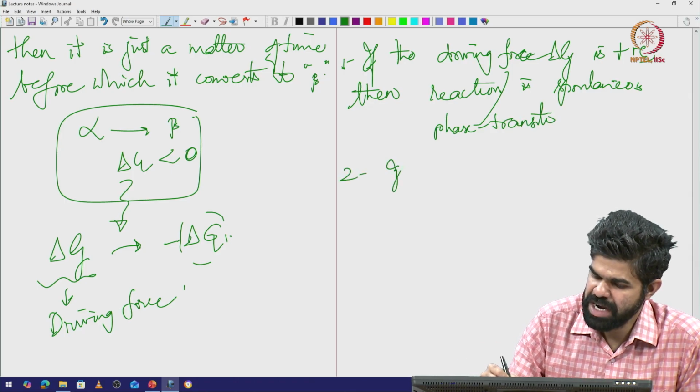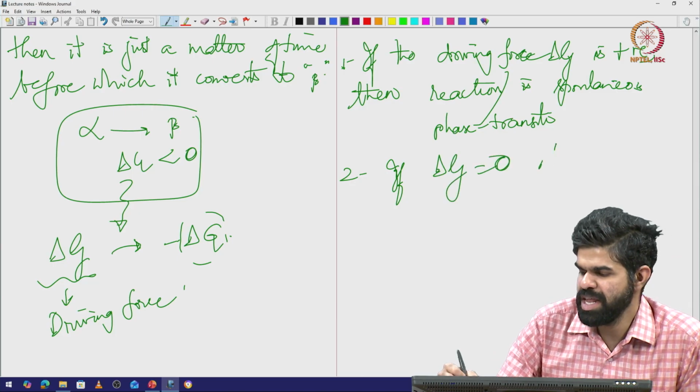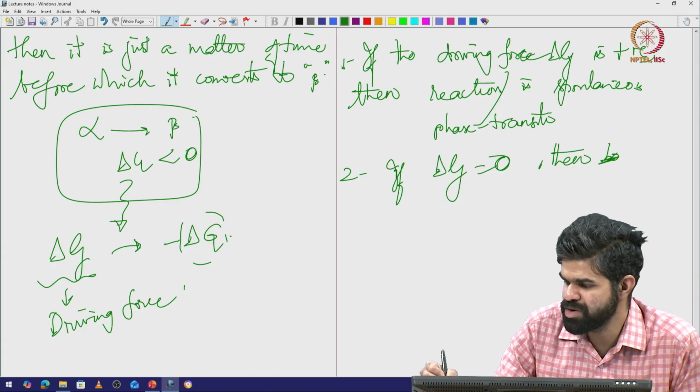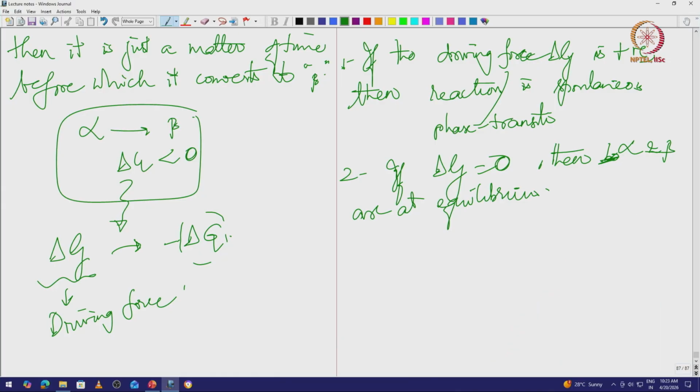Then if the driving force delta G equals 0, both phases are at equilibrium. That is, alpha and beta are at equilibrium. Going back to this curve, this is G beta, this is G alpha at P1. So at P equal to P1, beta is stable.